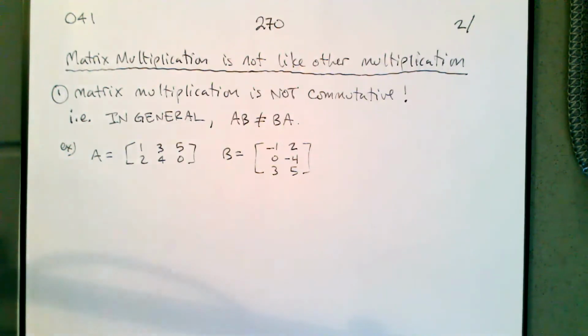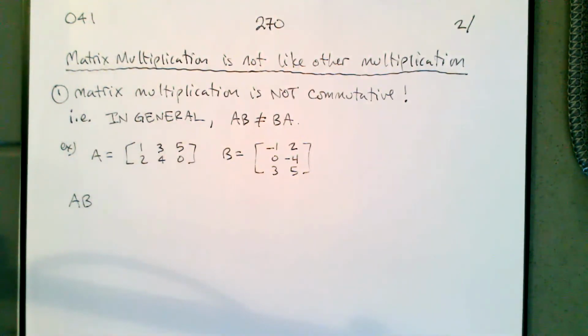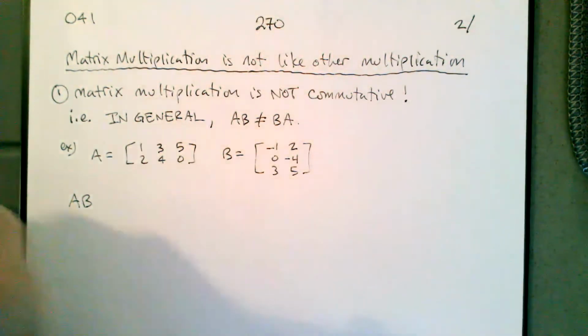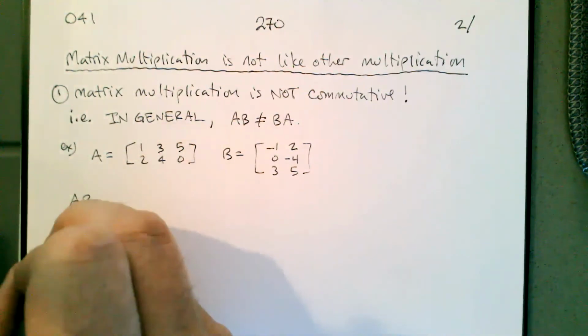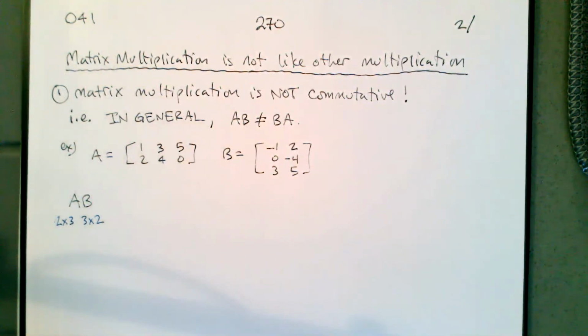So if I calculate AB, first of all, we need to check if this is even possible. So notice that A is 2 by 3, and B is 3 by 2, so AB is going to be 2 by 2. A is 2 by 3, and B is 3 by 2. So our matrix multiplication is defined because we have 3 columns of A and 3 rows in B. And our outputs will be 2 by 2.